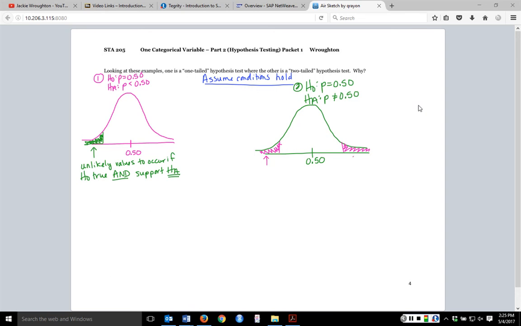So if I'm in either of these areas, these are now our unlikely values to occur if the null hypothesis is true and support this different alternative hypothesis.